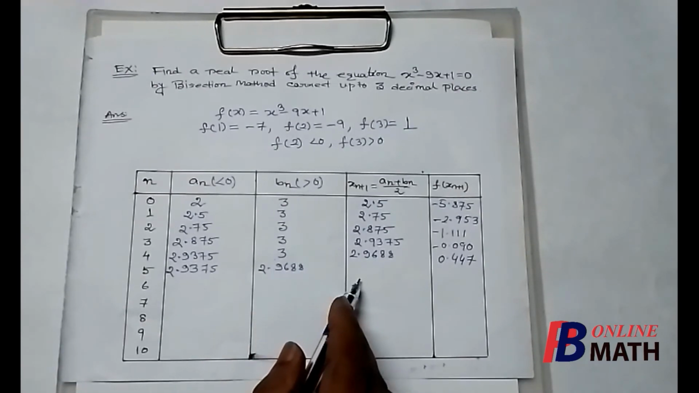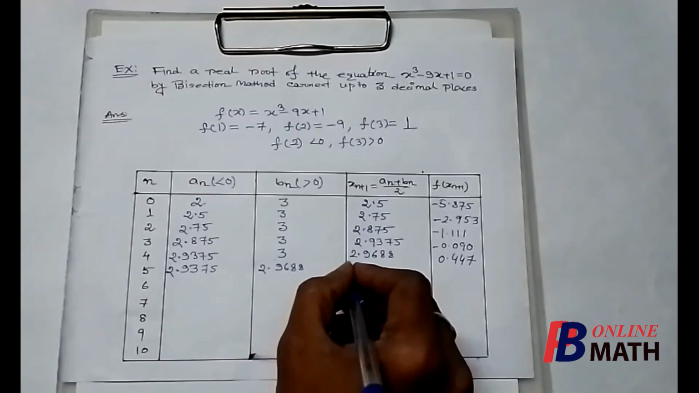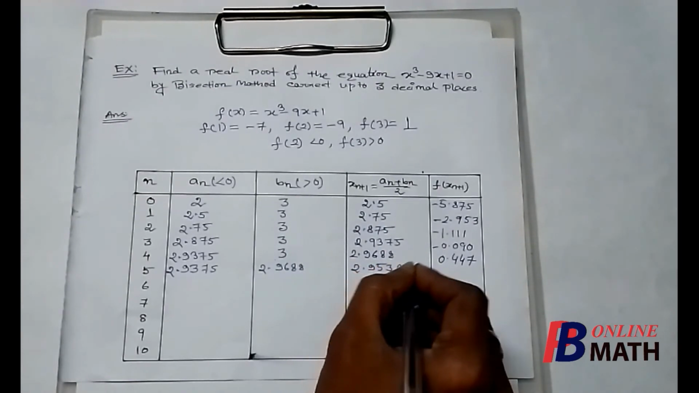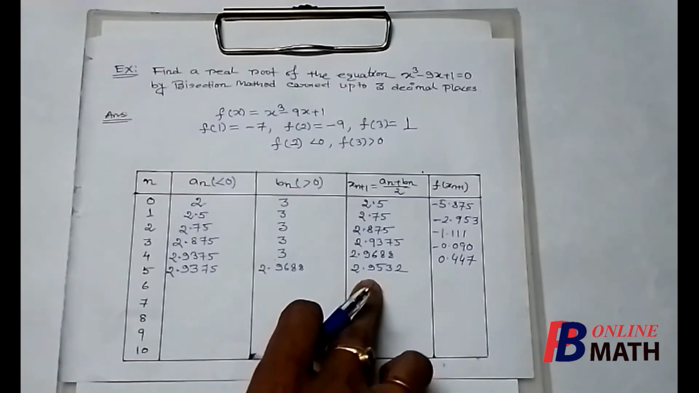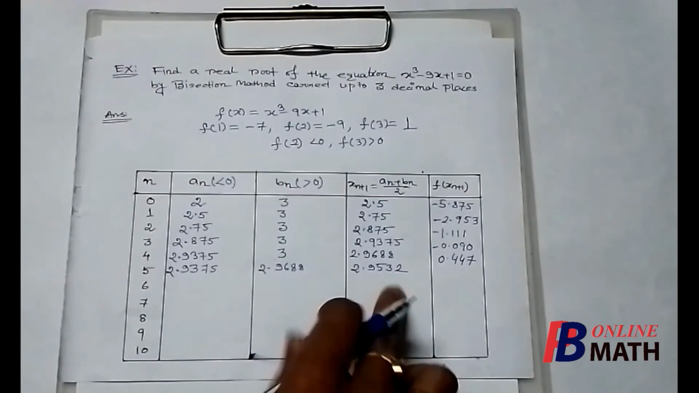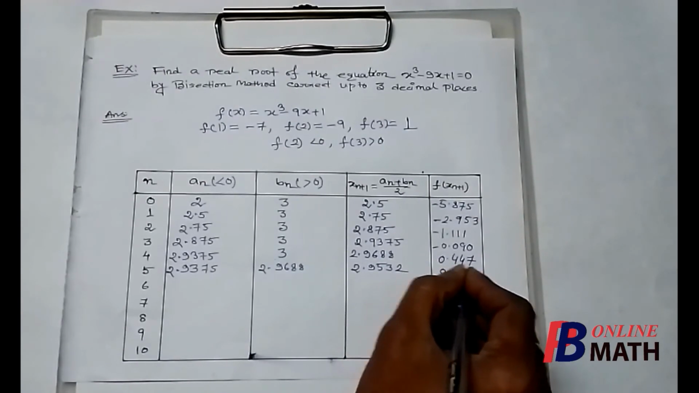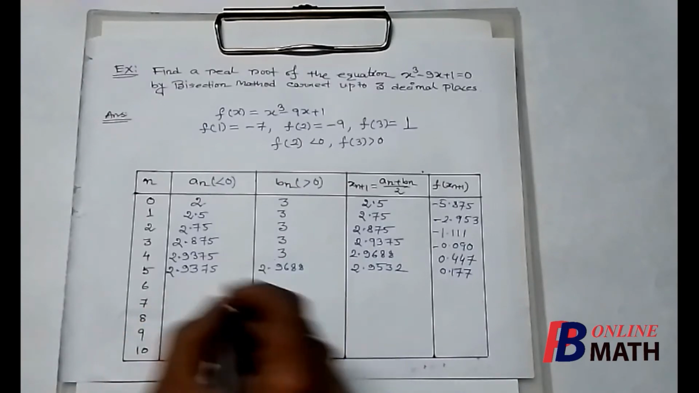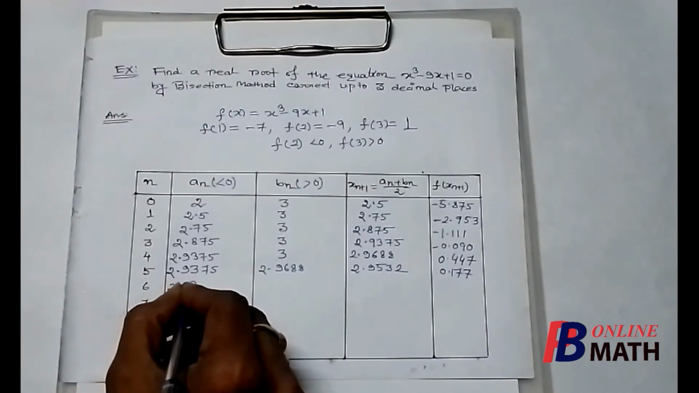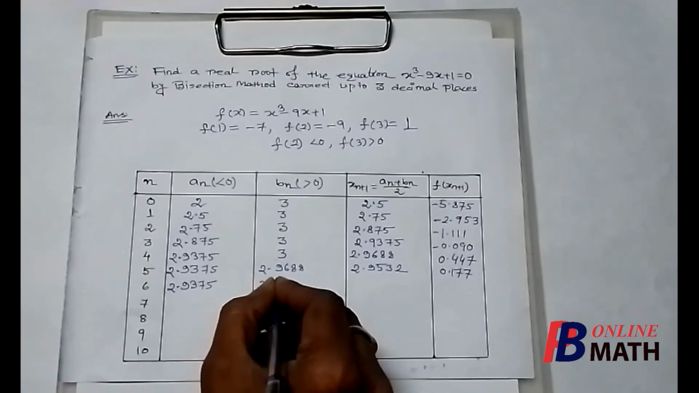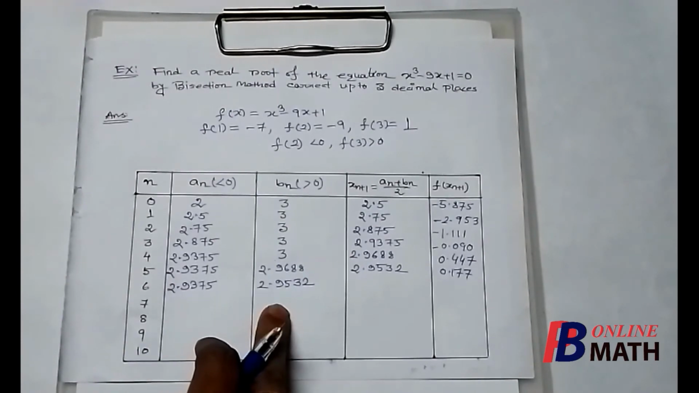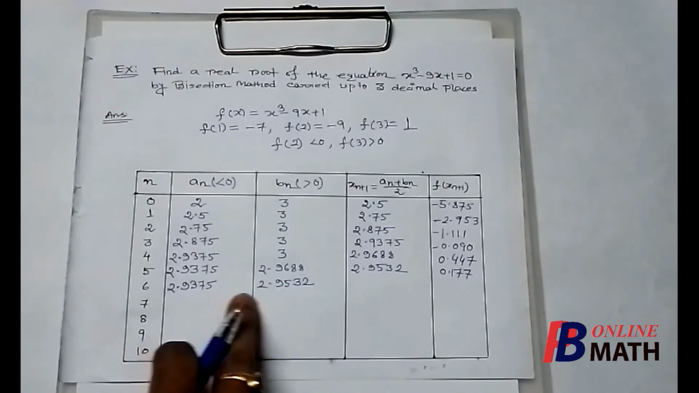Now we shall find the average, which will be 2.9532 approximately. Now if we find the functional value at this point, we can find that the functional value is 0.177 approximately. So this is again positive. So in the next step we shall use the interval between 2.9375 to 2.9532. So this will be our next interval.